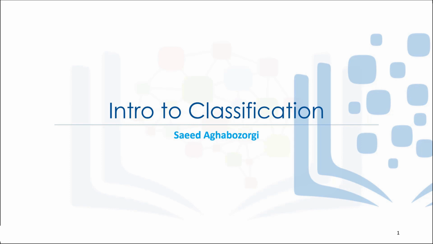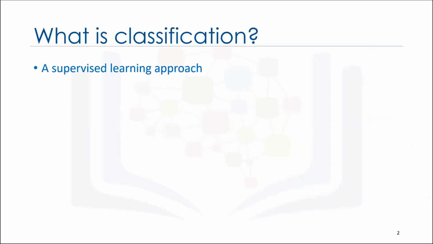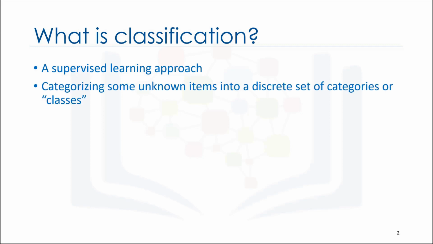So let's get started. In machine learning, classification is a supervised learning approach, which can be thought of as a means of categorizing or classifying some unknown items into a discrete set of classes. Classification attempts to learn the relationship between a set of feature variables and a target variable of interest. The target attribute in classification is a categorical variable with discrete values.